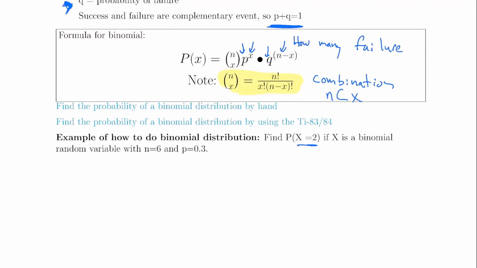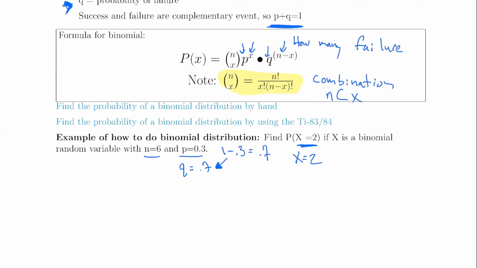This notation is telling us X is equal to 2. So we know X is equal to 2, n is equal to 6, and p is equal to 0.3. If p is equal to 0.3, what is q equal to? 0.7. Yeah, 0.7. The way Alan got that is you do 1 minus 0.3, which gives you 0.7. And that's how you get that 0.7 over here.